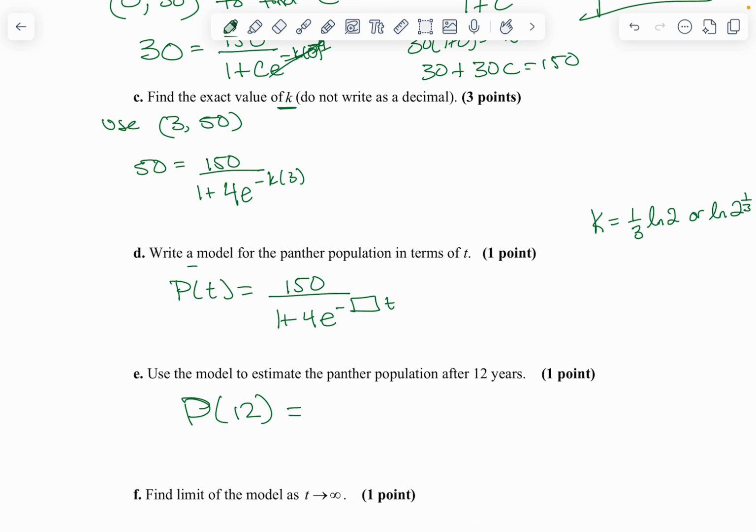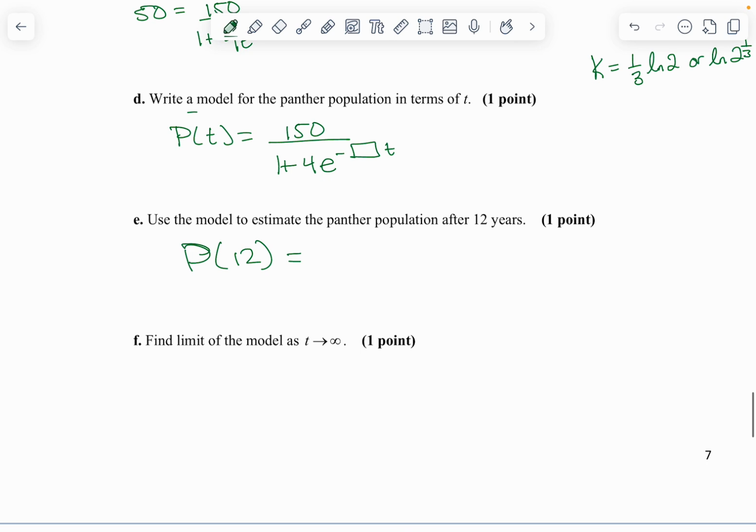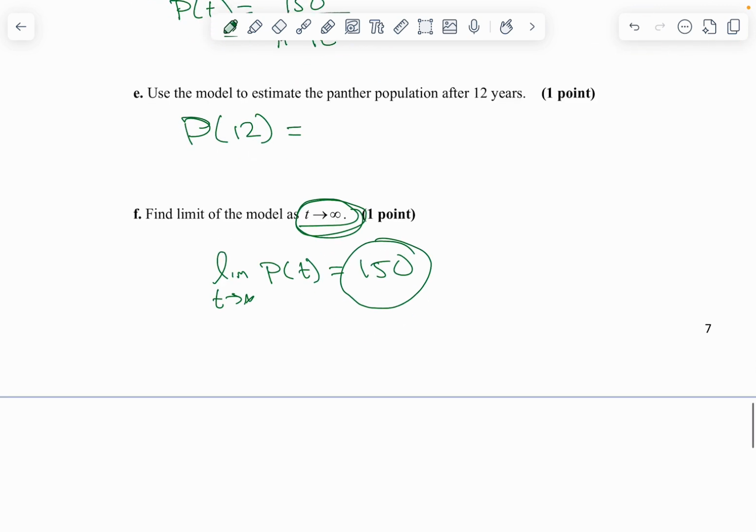So that's just P of 12, plug that into part D, and then find the limit of the model as T approaches infinity. Well, because we know that this is a logistic model, there's really not much work to do. I know that the limit as T approaches infinity of this function is going to be 150. Even if you actually did the math and plugged it in, you should get 150.